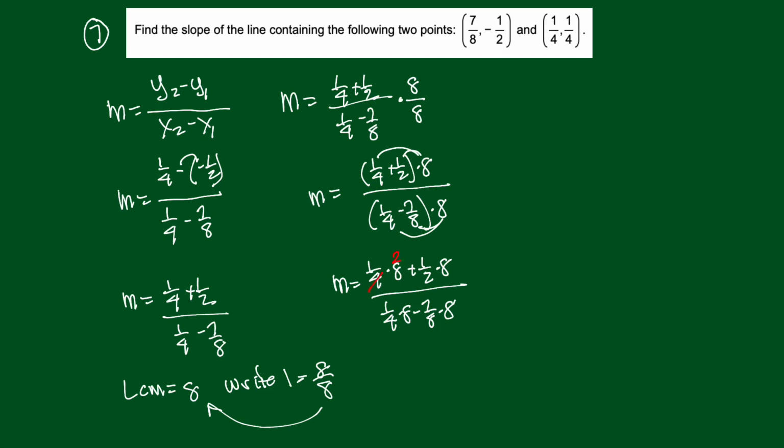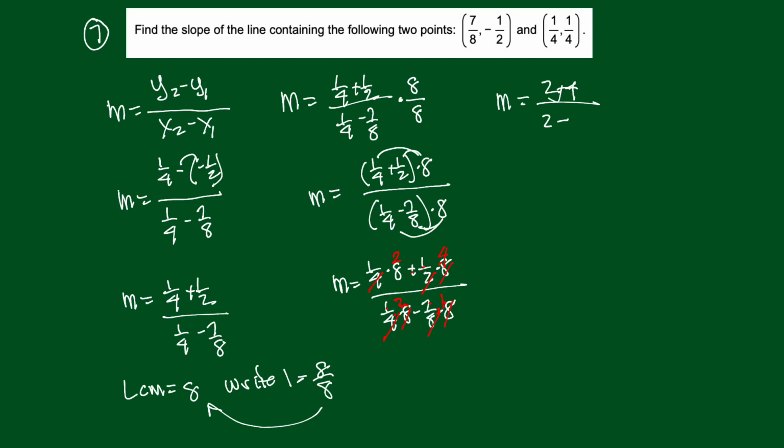4 will go into 8 twice, giving 1 times 2, which is 2. I'll do it up here. So m is equal to 2, and then plus what happens here. 2 into 8 is 4, so 1 times 4 is 4. 2 plus 4. And in the bottom, 4 will go into 8 twice, so I get 1 times 2, which is 2, minus, right, minus because of that minus right there. Now, 8 into 8 is once. 7 times 1 is 7.